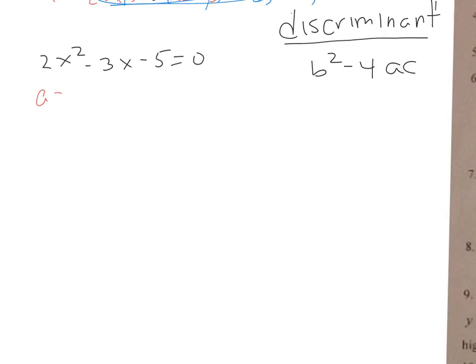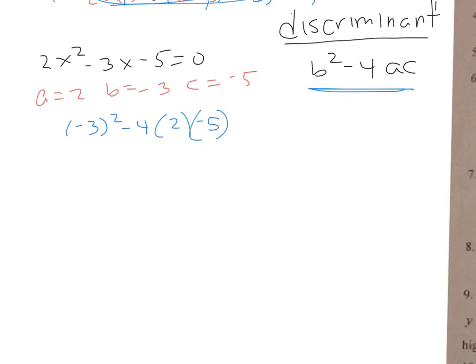So a is equal to 2, b is equal to -3, and c is equal to -5. So I'm going to plug it into the formula. So I have (-3) squared minus 4 times 2 times -5. And you can plug that all into your calculator all at one time. Just make sure you use parentheses around the b value that you're squaring since it's a negative. And we get a discriminant of 49.